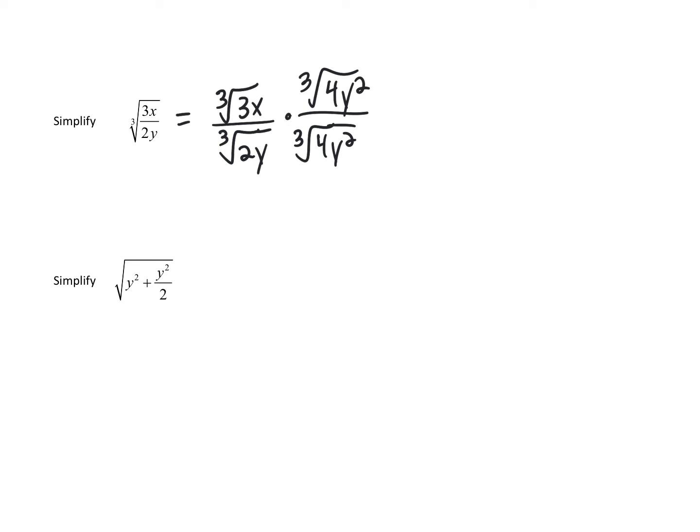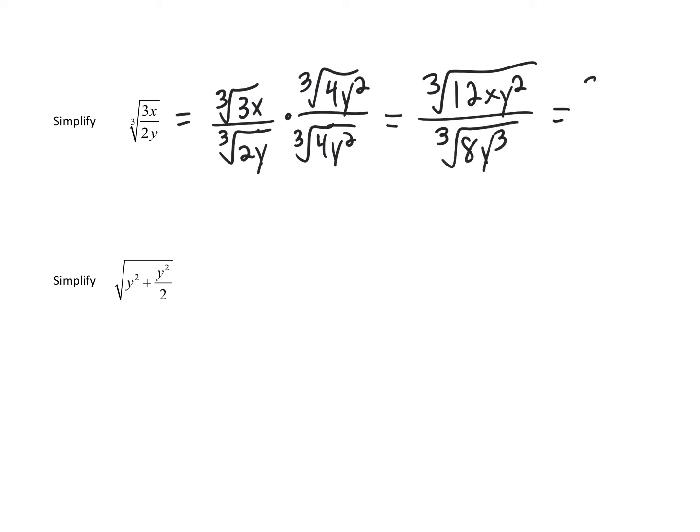So you look at powers of 3. Y times y squared is y cubed, so cube root of y cubed will just be y. So let's multiply. We get cube root 3 times 4 is 12, and then x times y squared. In the bottom, we will have cube root of 8y cubed, which, as we said earlier, simplifies to just 2y in the denominator.